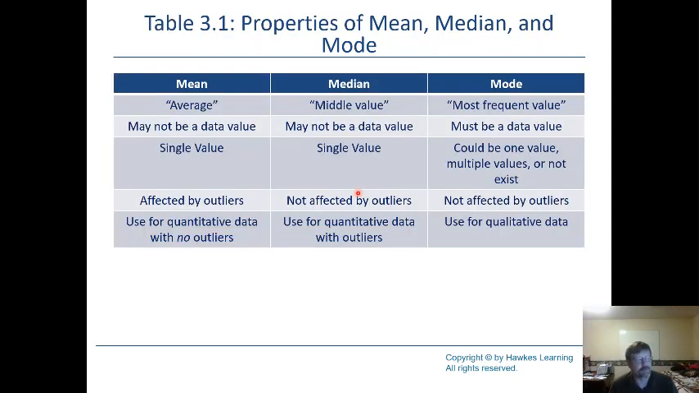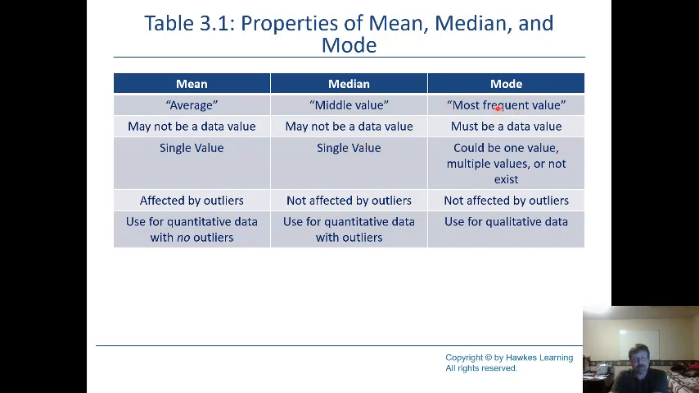Okay, so general properties. The mean is the average. It may not be a data value, may not be a number that was in our list. It is a single value. It is strongly affected by outliers. It's used for quantitative data with no outliers. The median is the middle value. Again, it may not be a data value. It's just one value, pretty much immune to outliers, and used for quantitative data with outliers.